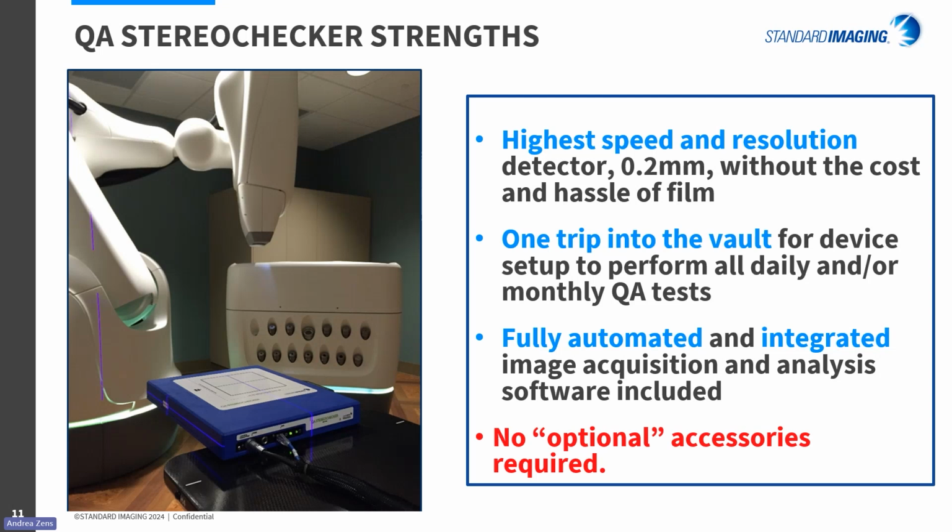Only one trip into the vault is required to position the device for all QA tests. It is built to use Accuray's fiducial tracking system, so there's no repositioning of the device required between tests. The active area of the detector array is large enough to capture all in-size MLC leaves in one QA test plan, again, making setup and workflow easy. The device includes integrated and automated image acquisition and analysis software. And we keep it simple, no costly accessories required.